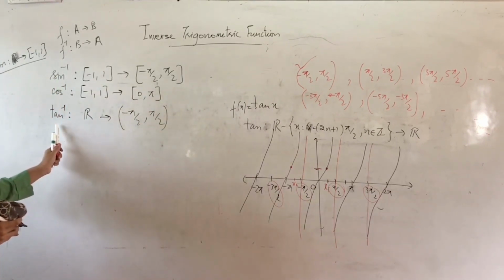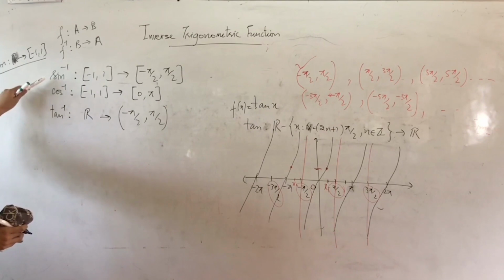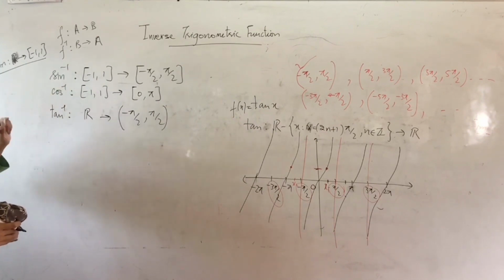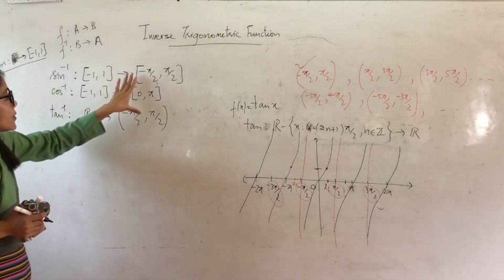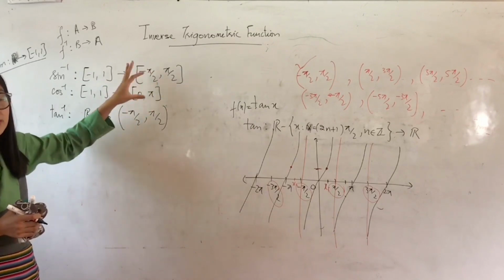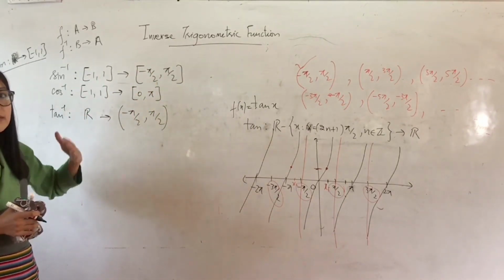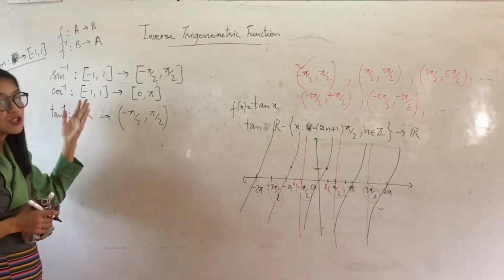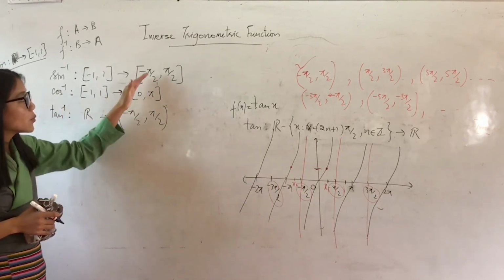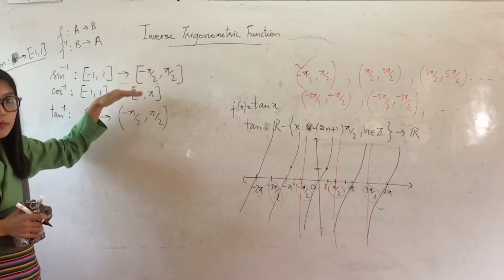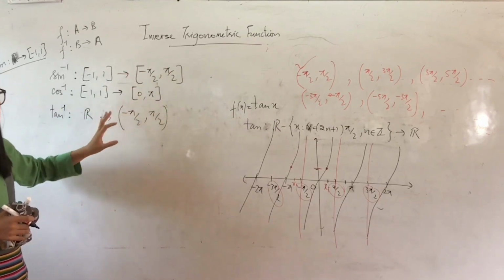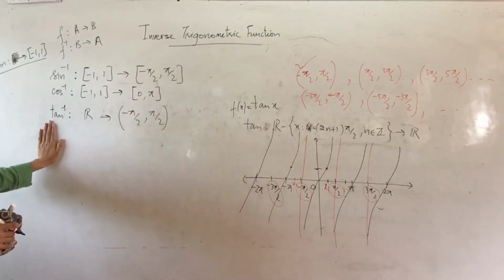So these are the domain and range of sine inverse, cos inverse and tan inverse. Okay. So here we have to write the principal branch in a standard way. Even if you write any branch, it is still right. But the standard way of writing the domain and range of an inverse trigonometric function is to take the principal branch as the range of these inverse trigonometric functions.